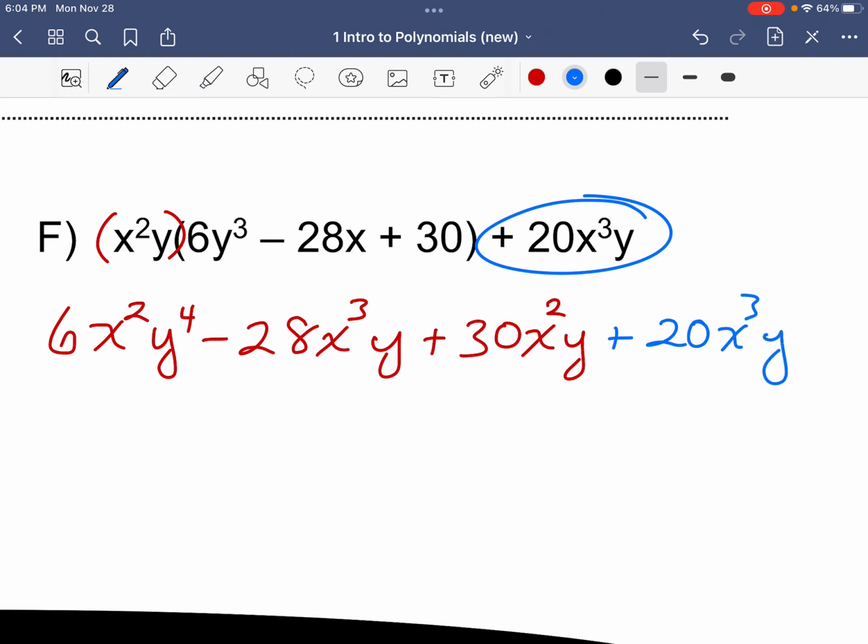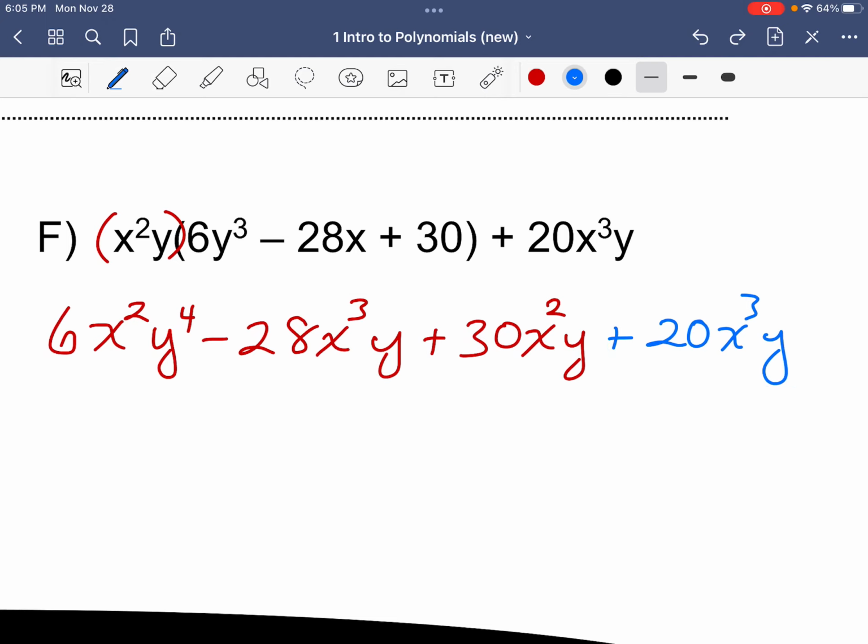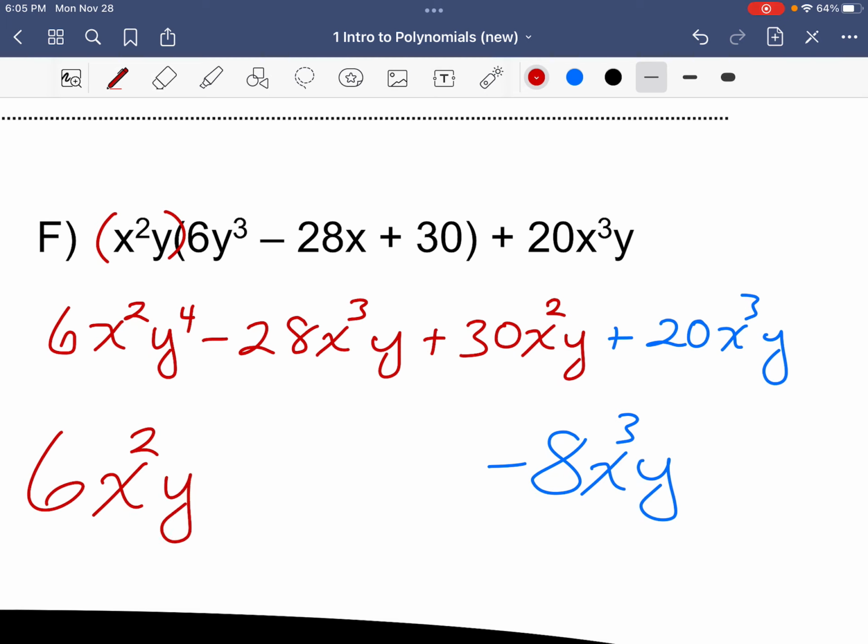What about this plus 20x cubed y? Well, I didn't distribute to that, but it's still part of this problem. It's still here, so I'm going to bring it down so that I can add like terms, because here I have negative 28x cubed y's, and here I have 20x cubed y's. How many x cubed y's do I have now? That's right, negative 8x cubed y's. Now notice that I didn't change anything with the exponents or the variables, but I did add the coefficients together.